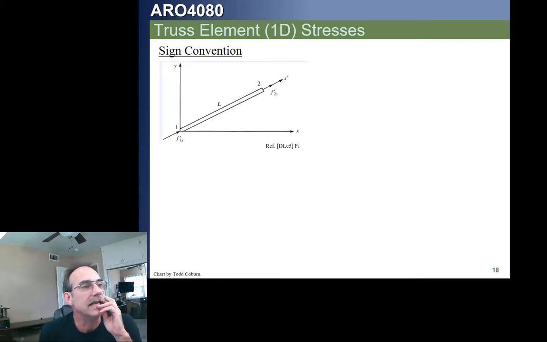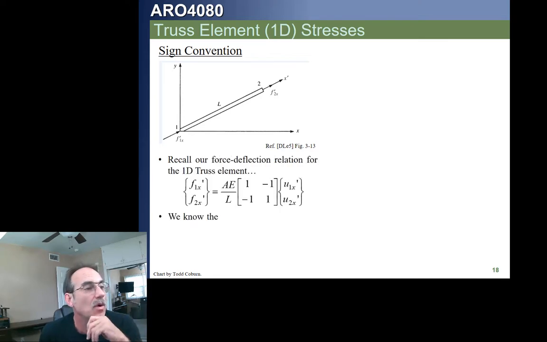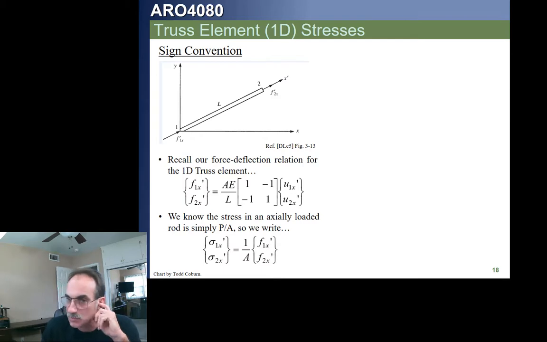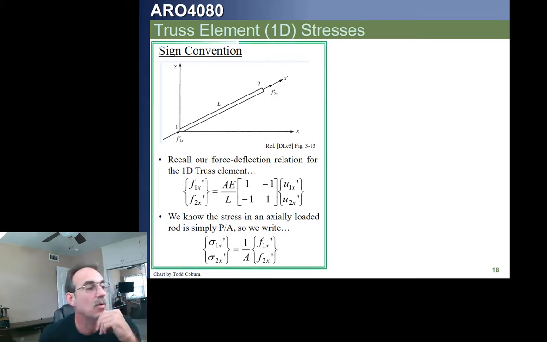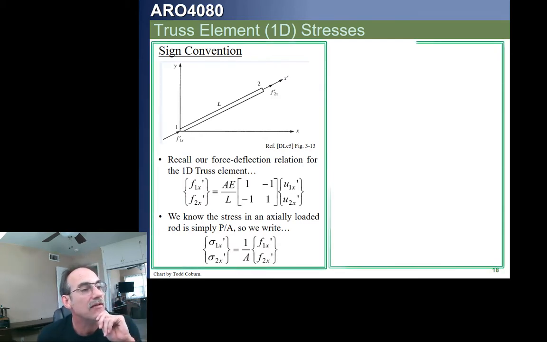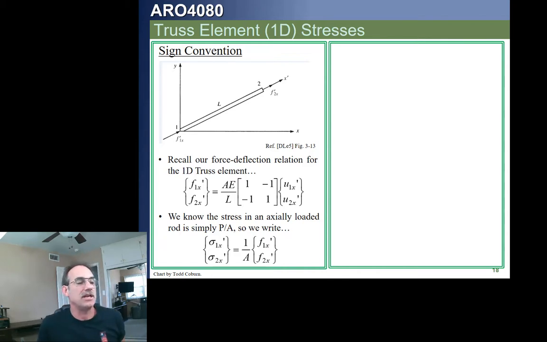So once again here we have a one-dimensional truss, and let's think about how do we now compute stresses. Well, stresses are simply P over A. So once again, if we remember, once we get in local coordinates, stresses will typically be in a local coordinate system, right? So if we have our displacements and we calculate our forces, we could just take our forces and divide by the area of the rod. That will give us what our stresses are at each end of the rod.